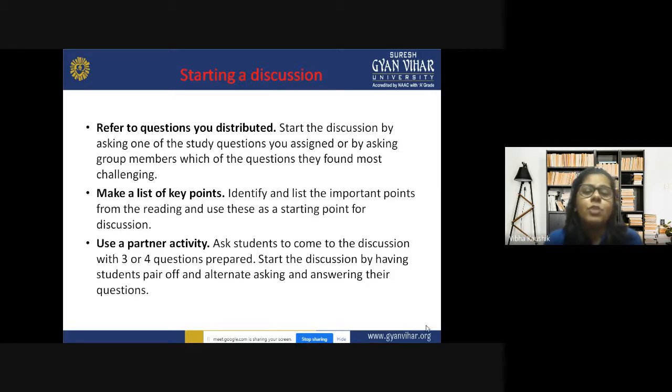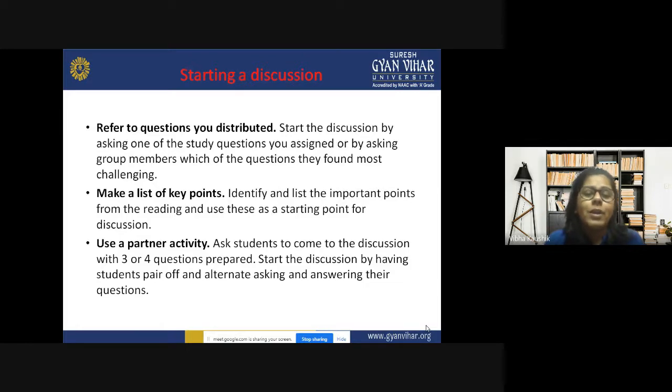Make a list of key points. Identify, find out, and list the important points from the reading, and use these as a starting point for discussion. You can use these key points as the starting point for the discussion.